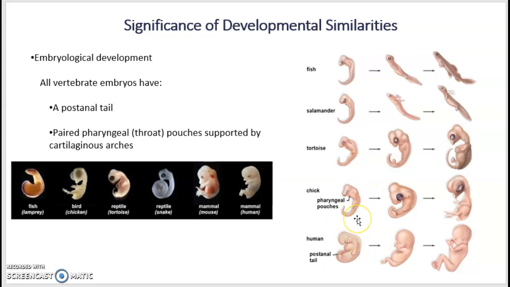And then we all have these pharyngeal pouches. So in a fish, it's going to become the gills, where in a human, it's going to become our lungs, the air sacs. But the fact that we all start out with a similar makeup is great evidence for evolution as well, showing that we all started from the same type of organism. And these are actual pictures here. I like these. There's a fish, a bird, reptile, mammal, mouse, human.